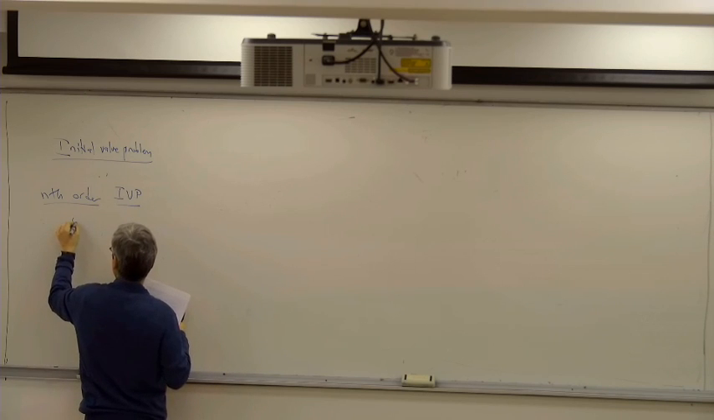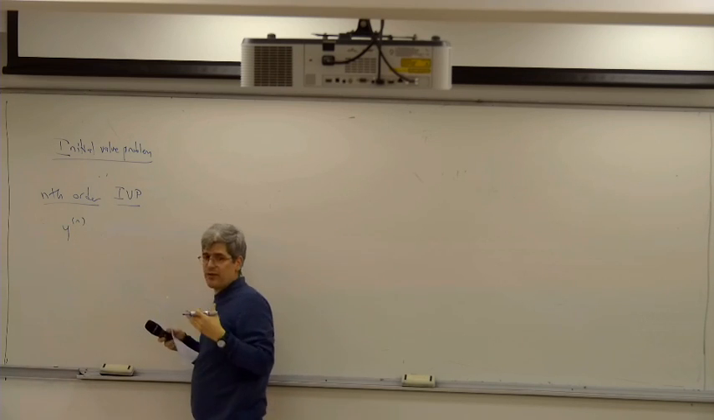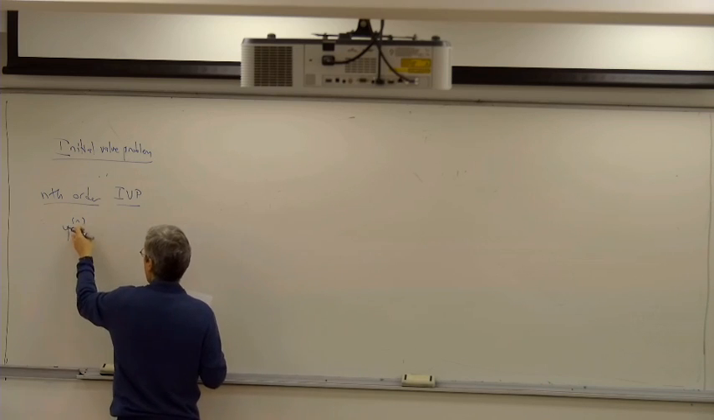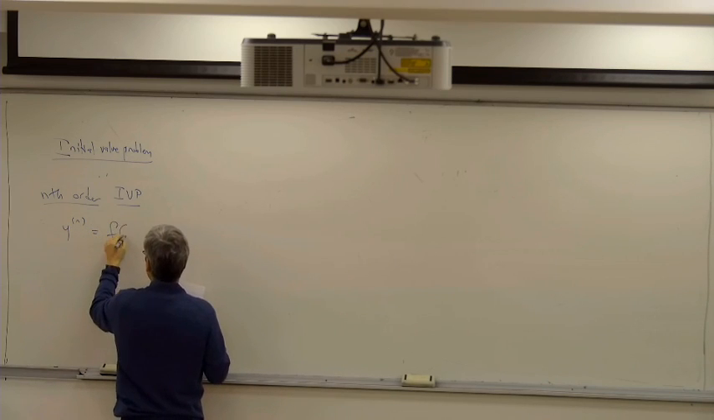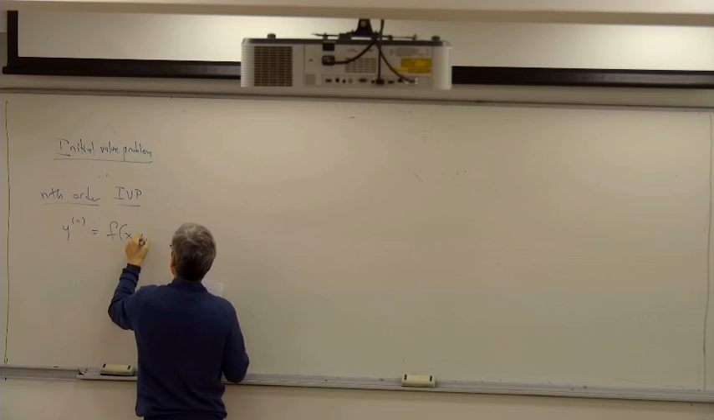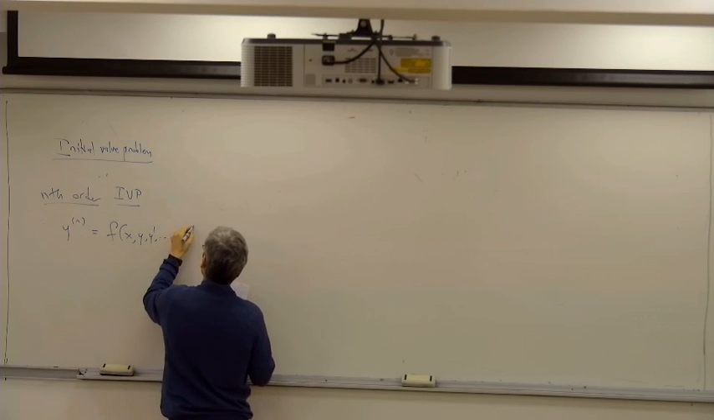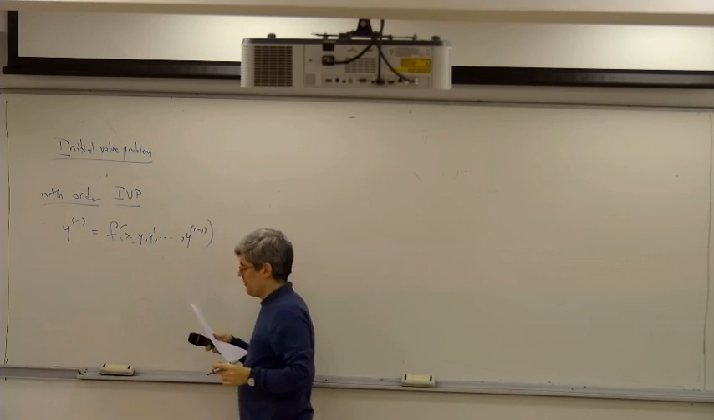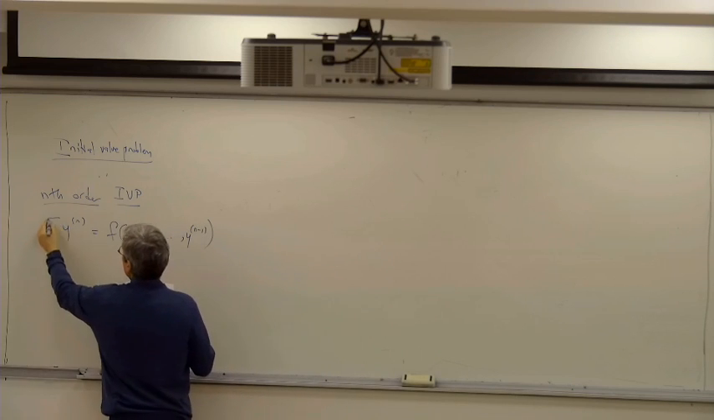This is a differential equation which in standard form will be y^(n), the nth derivative of y, is some function of x, y, y prime, up to the (n-1)th derivative of y. That's the differential equation, and that's nth order.